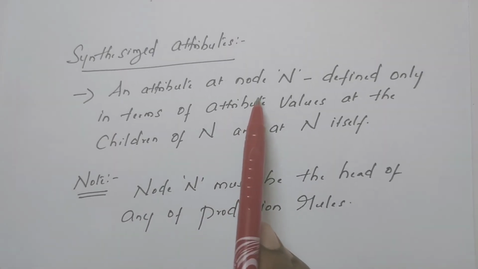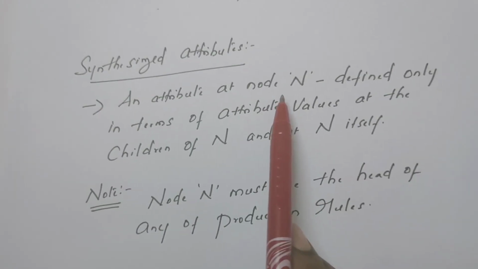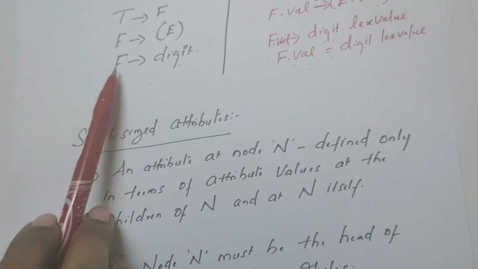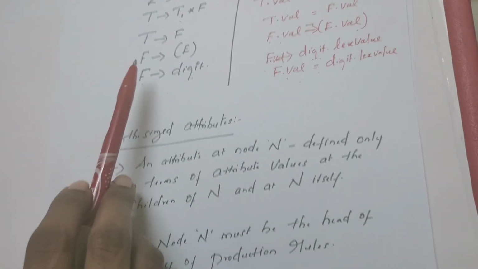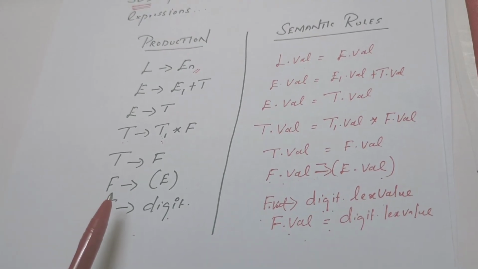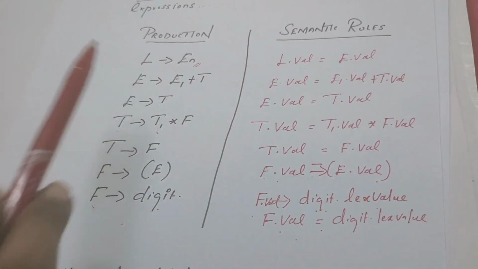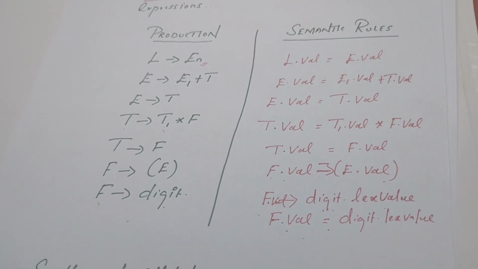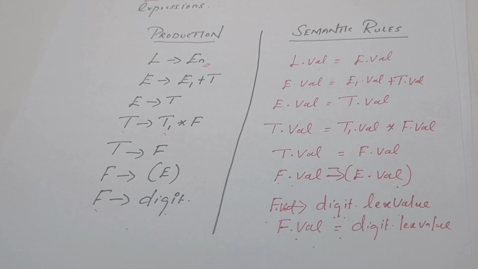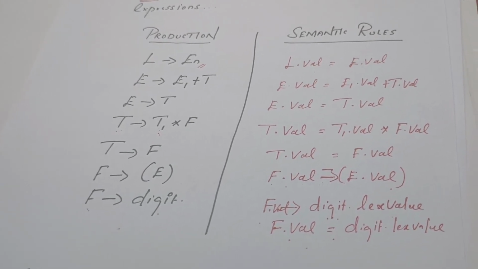Synthesized attribute is an attribute which is defined for a non-terminal in the parse tree, but that non-terminal must be the head of the production rule. For example, in this context-free grammar, we are able to define the synthesized attribute for F, T, E, L, etc. So we are able to define a synthesized attribute for a variable provided the variable is the head of the production rule.